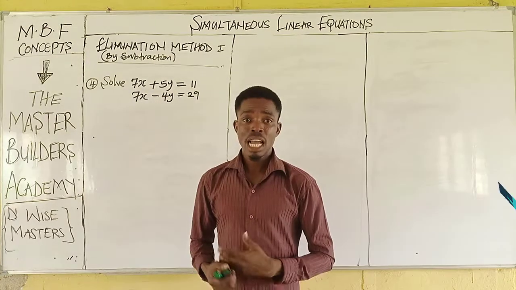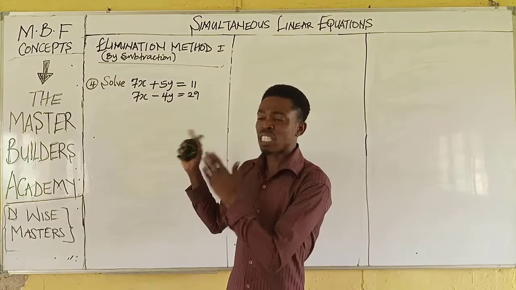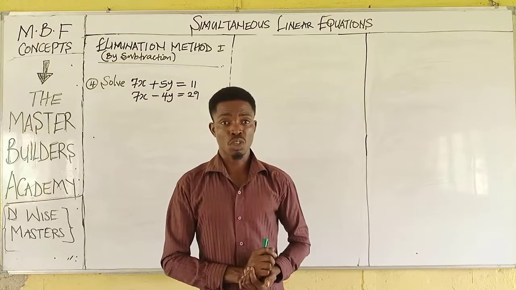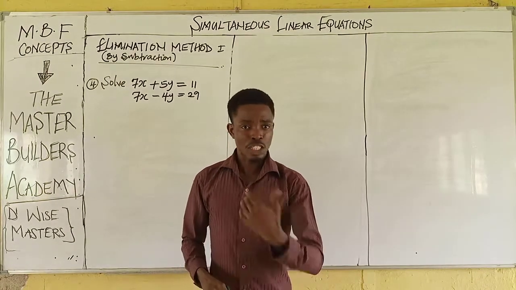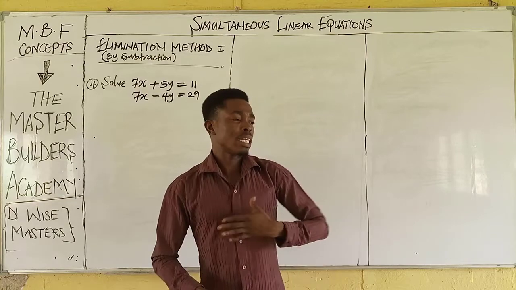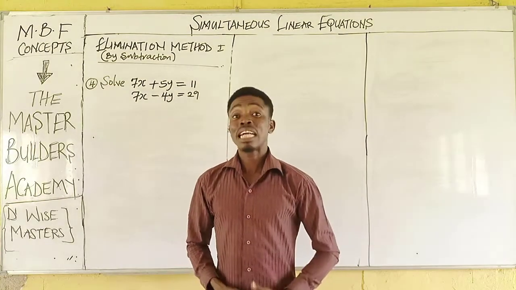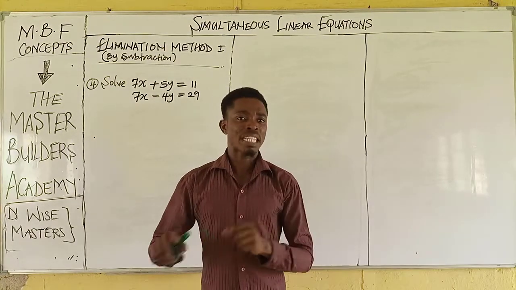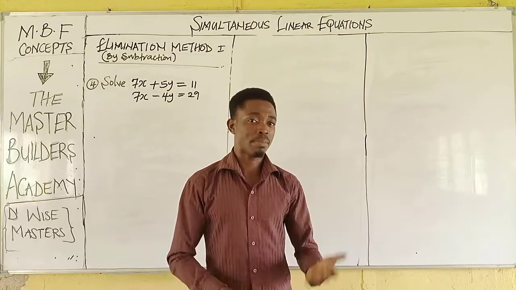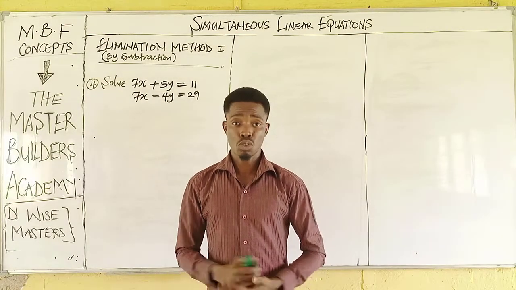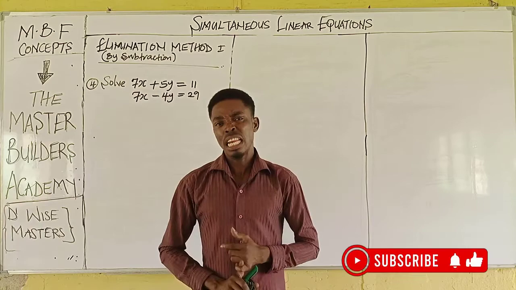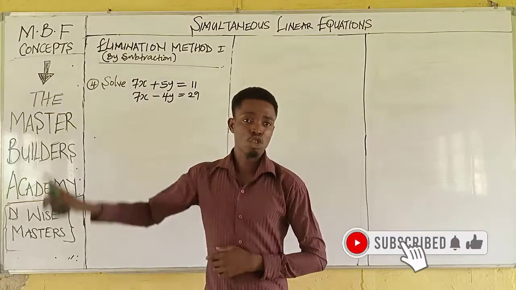So let's get started. This is another method of solving simultaneous equations. Now guys, what are the things I should know as a student? What are the things I should know as a teacher? What are the things I should know as a mathematician or as an upcoming mathematician? What are the things I should know about the elimination method by subtraction?